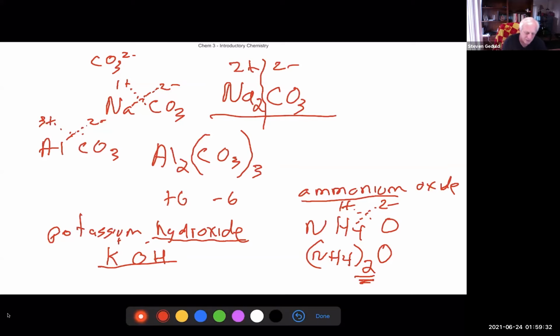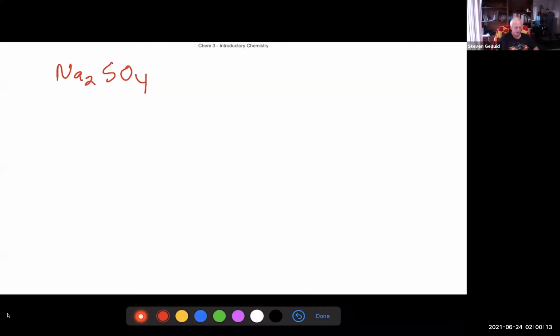Let's do a couple examples, and let's see. Name that compound for me. I'll give you a hint. If you see more than 3 elements, look in the polyatomic ion chart, because everything we're naming is binary. It's 2 things combined. All right, who wants to take a shot at that name?